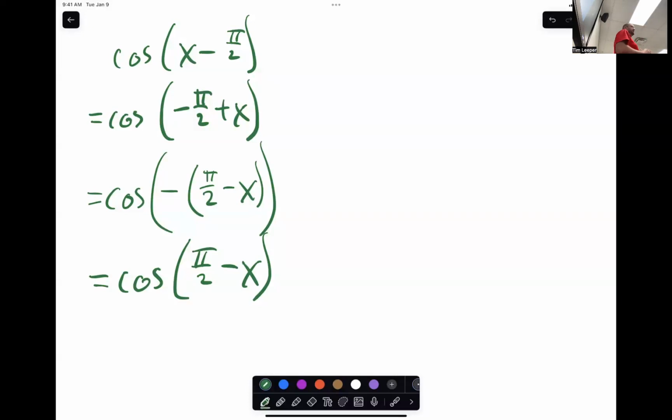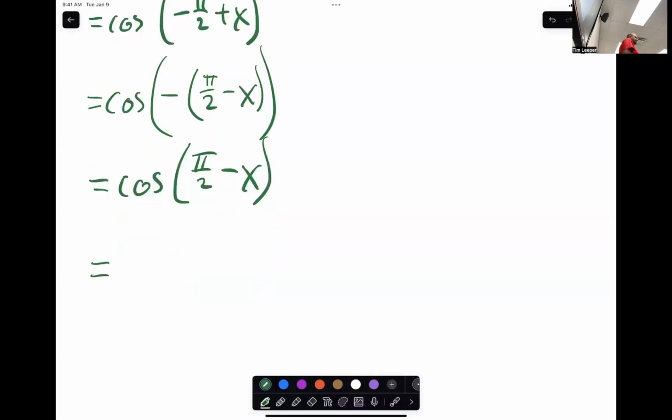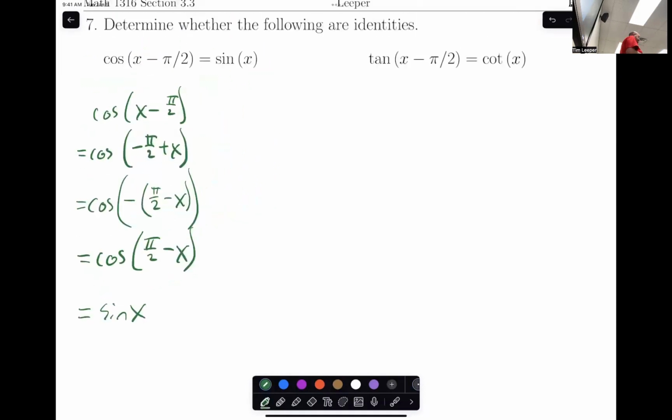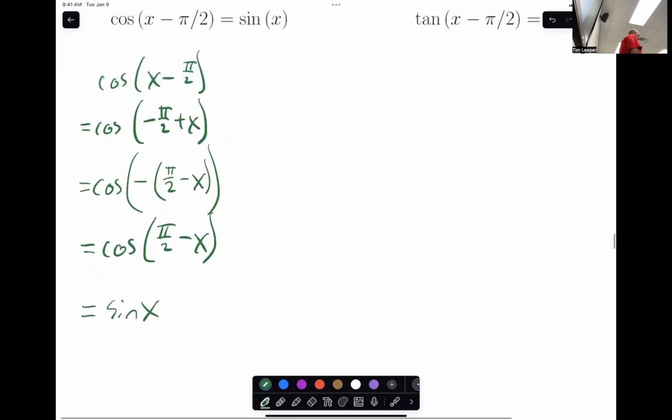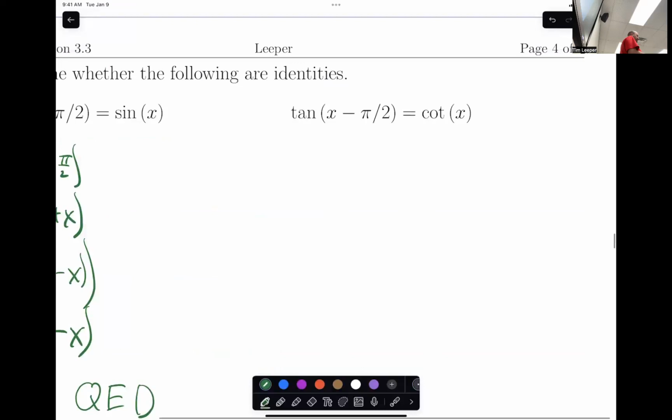Is that the cofunction identity? Yeah, it is. So the cosine of pi over 2 minus x is equal to the sine of x. Is that what we wanted? Yeah. So yes, this is in fact true. Cosine of x minus pi over 2 is equal to sine of x. However, this is not true in general for all the functions, and we're about to see why.